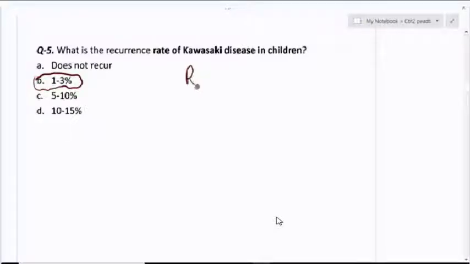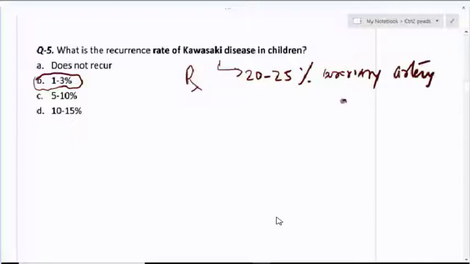The drug of choice, because in Kawasaki's, almost 20 to 25% of these children who are less than 5 years have a risk of getting coronary artery aneurysms. So remember, they have a risk of getting coronary artery aneurysm.